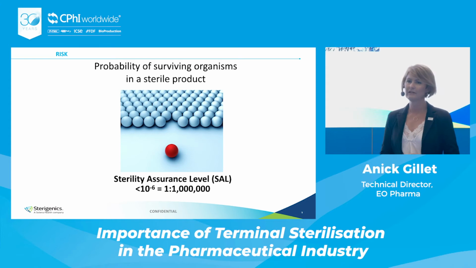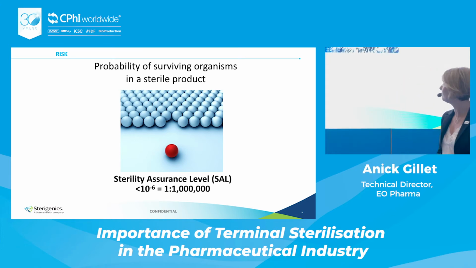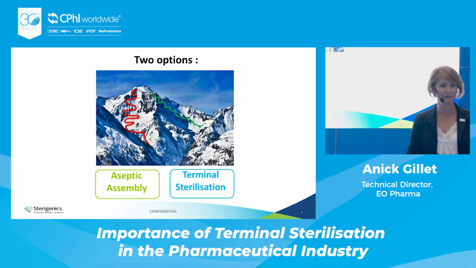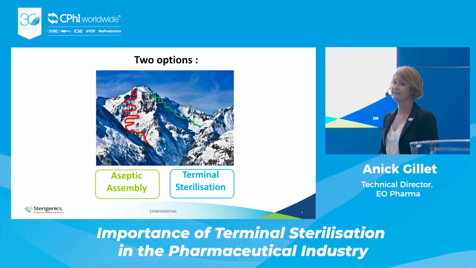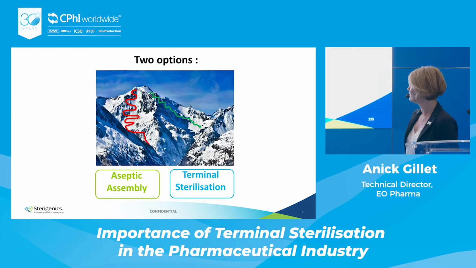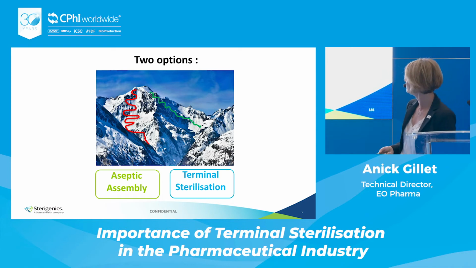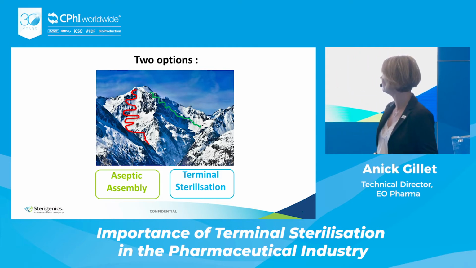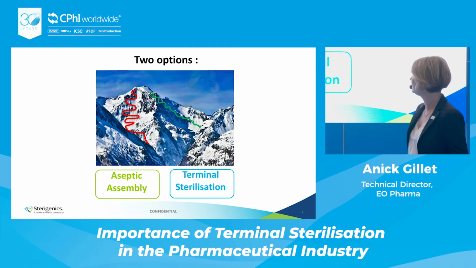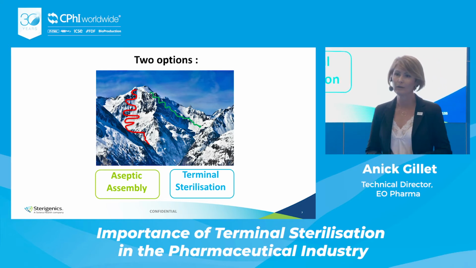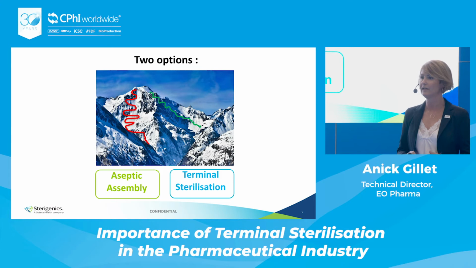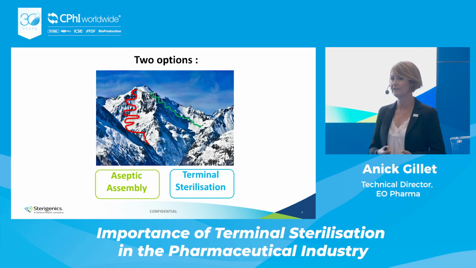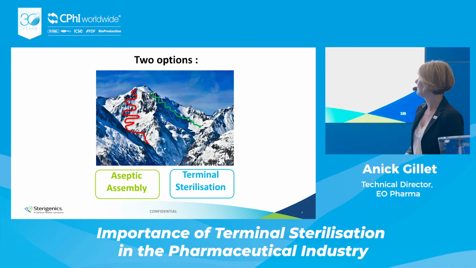To produce a sterile product, you have in fact two totally different ways. The first one is aseptic assembly, and the second one is terminal sterilization. I take again the analogy of the ski slope to illustrate these two possibilities. Always, when you are a decision maker, you have to choose the most adequate way to sterilize your product. It can be aseptic or it can be terminal sterilization.